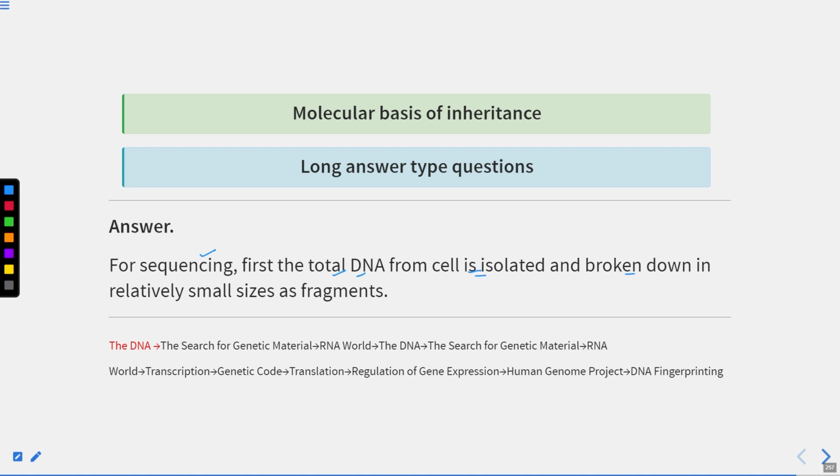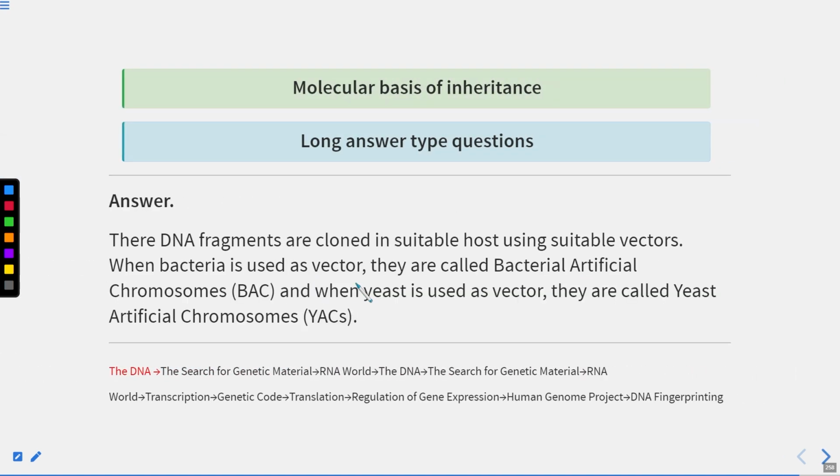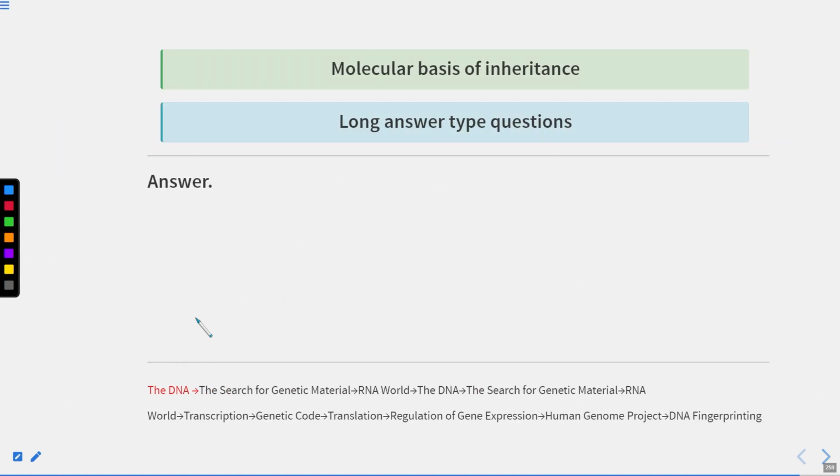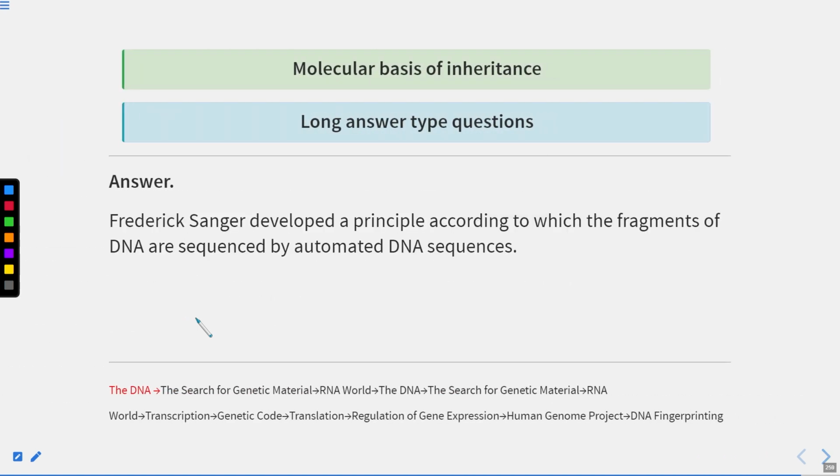Alright, this is clear. Now, for sequencing, what do you do? First, you isolate the total DNA from the cells and you break it down into relatively small size. So you break down the DNA into fragments, and then these DNA fragments are cloned in a suitable host using suitable vectors. When bacteria is used as a vector, they are called bacterial artificial chromosomes, and when yeast is used as a vector, they are called yeast artificial chromosomes. So this is clear.